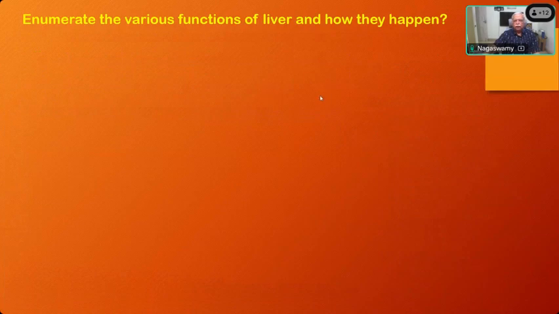Enumerate the various functions of the liver and how they happen. This is another basic physiology question they may be asking you. How do you classify the liver functions? Protein metabolism and catabolism, carbohydrate metabolism, synthetic, all that can be grouped as metabolic functions. Metabolism of the liver: metabolic functions and synthetic function. Synthetic function: reservoir of blood, procoagulants and coagulants. The coagulation factors, albumin, all that will come under synthetic function.